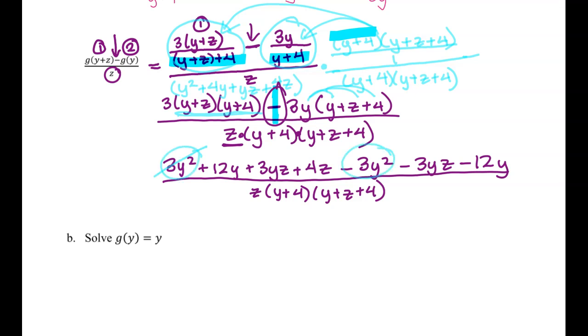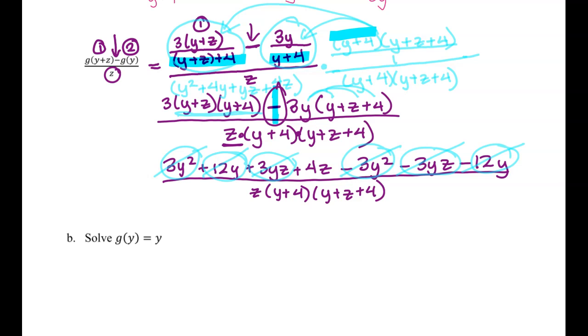I'm seeing a 3y squared and a minus 3y squared. I always think this step's really gratifying because you just get to cross things out. A 3yz and a minus 3yz, a 12y and a minus 12y. It doesn't always work out quite that beautifully, but all I'm left with there is a 4z divided by z times all my other stuff.